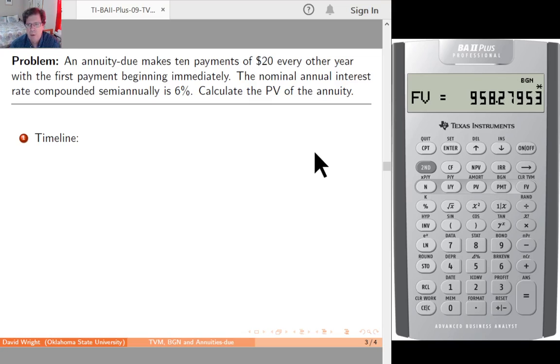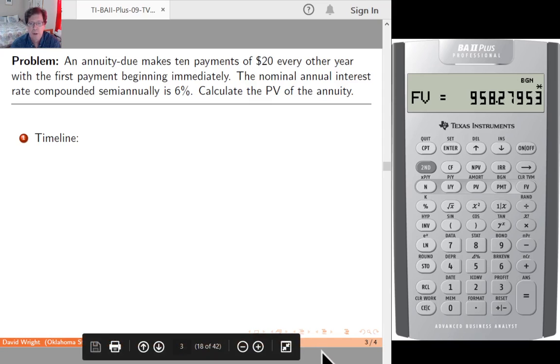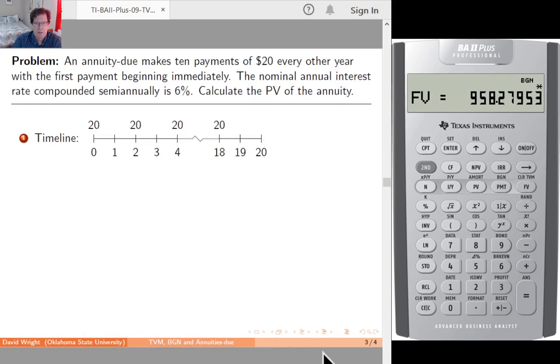So first I'll review, we did this one in the class note slides, but I'll review the timeline of the payments here. It's always worth doing when it's somewhat complicated like this.